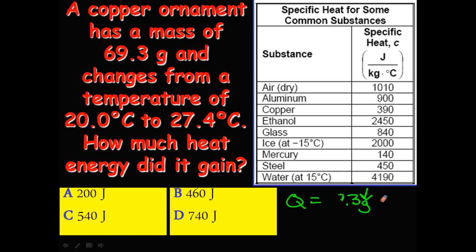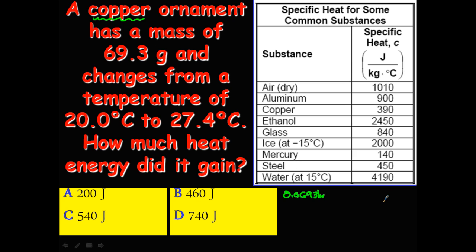We're going to make it into kilograms. Divide by 1,000: 0.0693 kilograms. Times the Cp of what material? Copper, 390. That's another thing you might see too. You might see Cp in terms of joules per gram degree Celsius too. It's not uncommon.